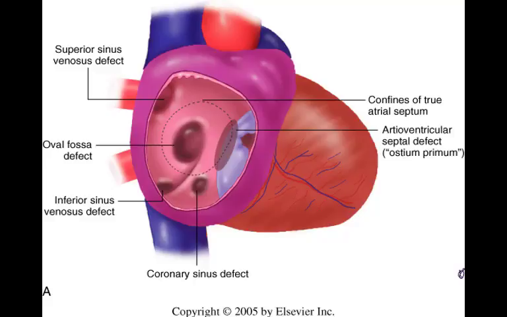By auscultation, there is an accentuated pulmonary component of the second sound, and the characteristic murmur of the patent ductus arteriosus in the form of a continuous murmur in the left infraclavicular area, machinery in quality, starting just after the first sound and ending in late diastole because it is continuous.